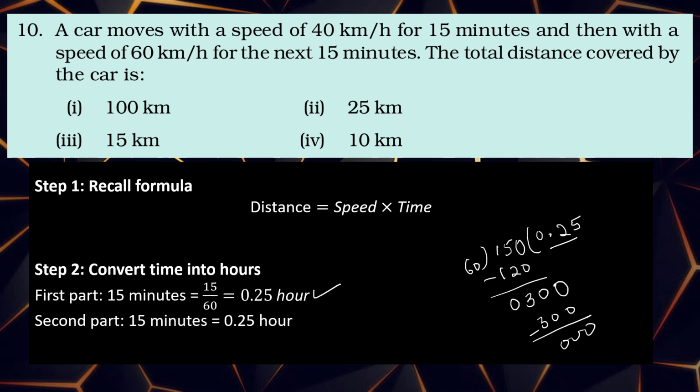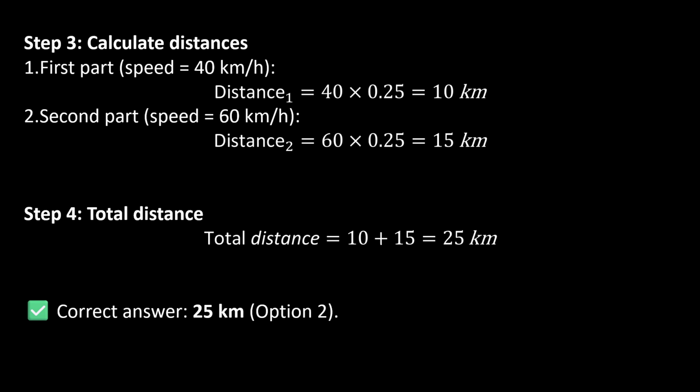Then the second part is also 15 minutes. Again, you'll get the same 0.25. Then we move on to the next step. Calculate the distances. The first part of the speed is 40 km per hour. That's why distance 1 is 40 into 0.25 hour. 40 km per hour, 0.25 hour.